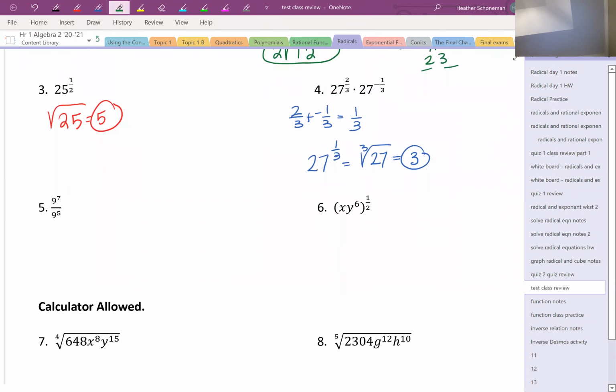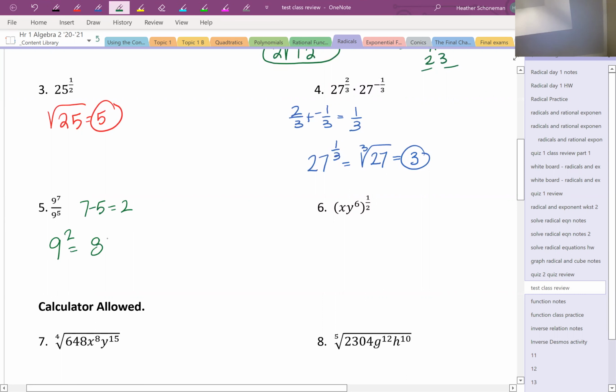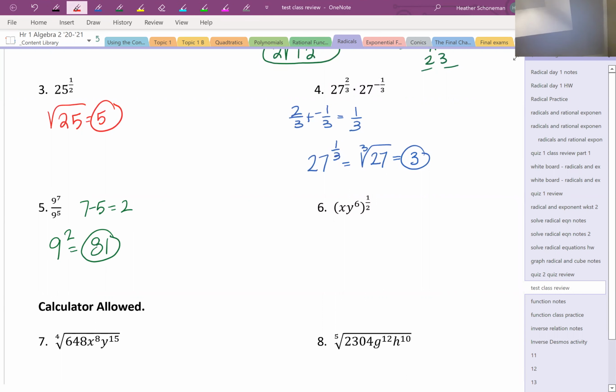Okay, number 5, when we are subtracting, again, just like in 4, we don't change the base. We just subtract the exponents. So 7 minus 5 is going to give us 2. So this is really just 9 squared, which is 81.